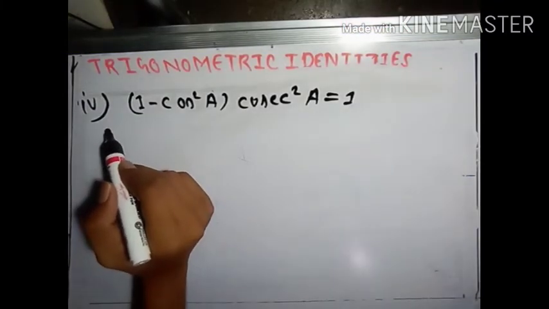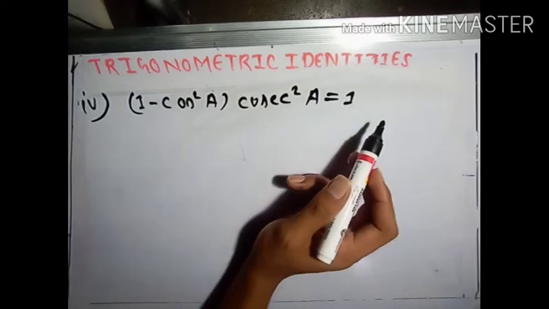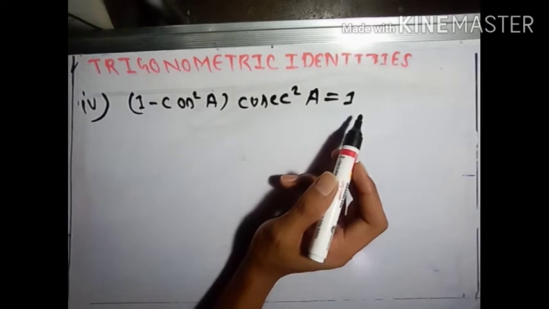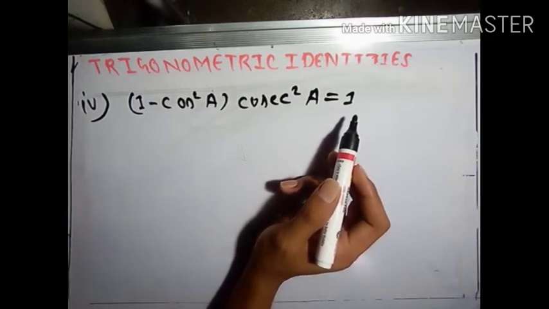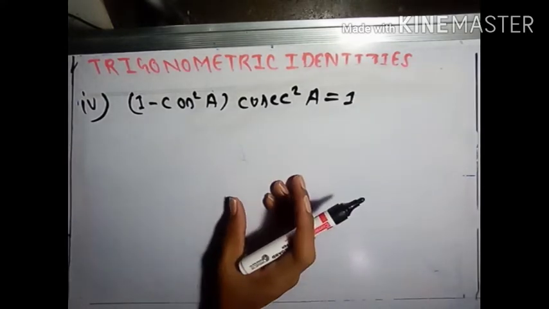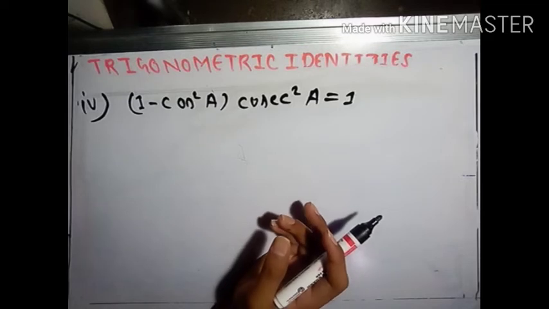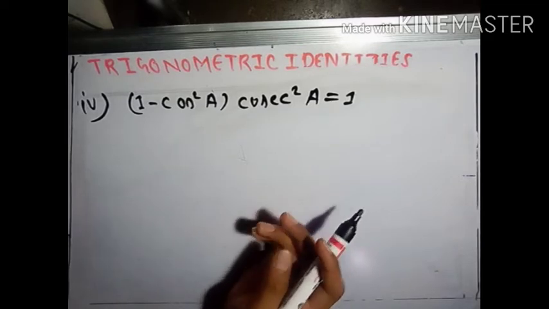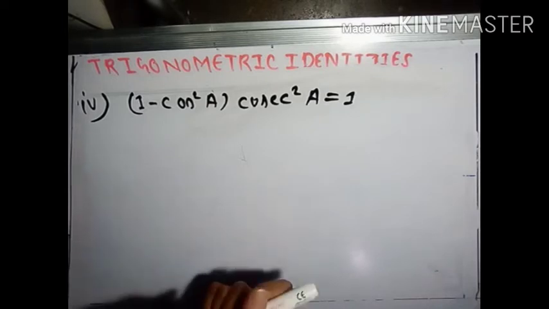Now the fourth example is 1 minus cos square a times cosec square a is equal to 1. So do you think why we are taking so many examples? The reason is simple. When you know the identities and how to use them, you will be a bit familiar with those identities. And when you are familiar with those identities, you will be able to use them.